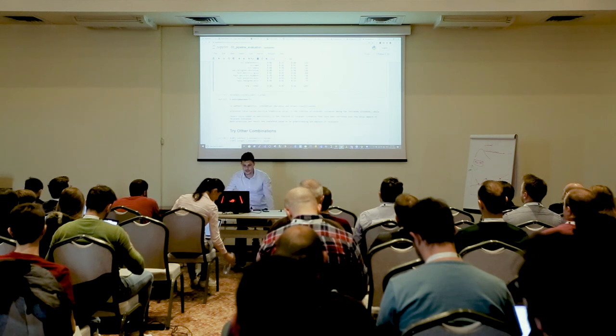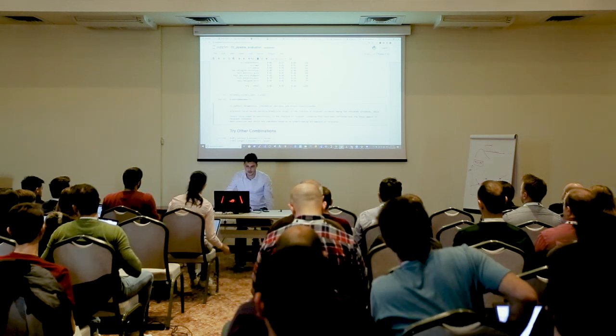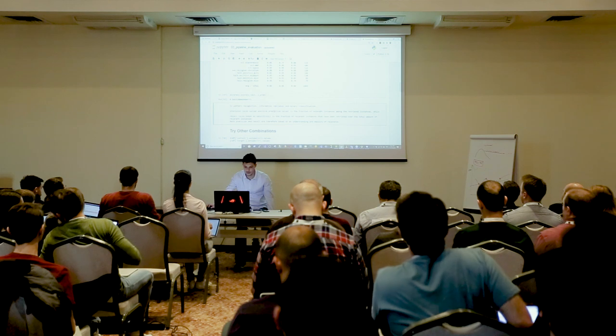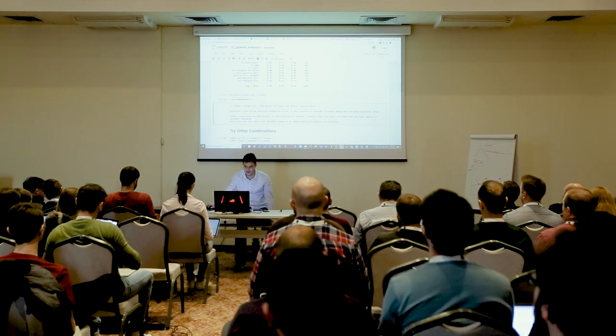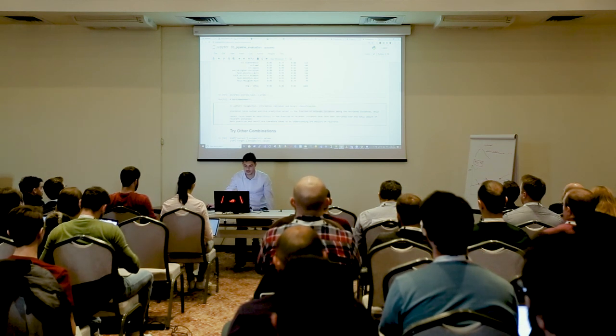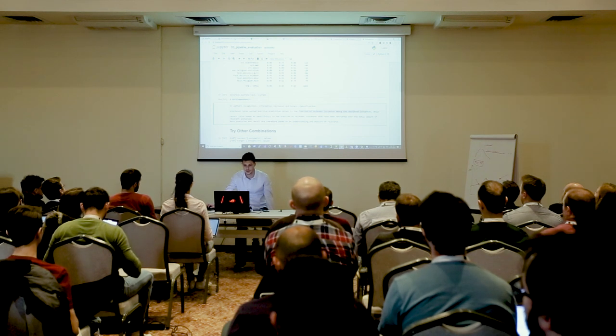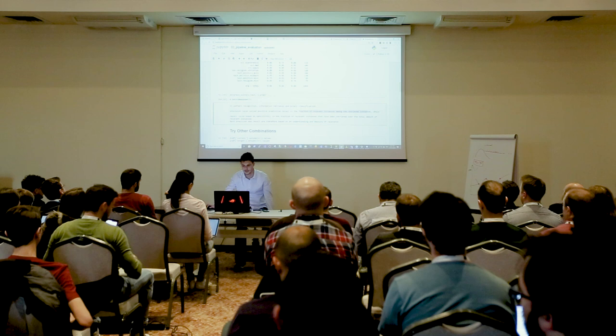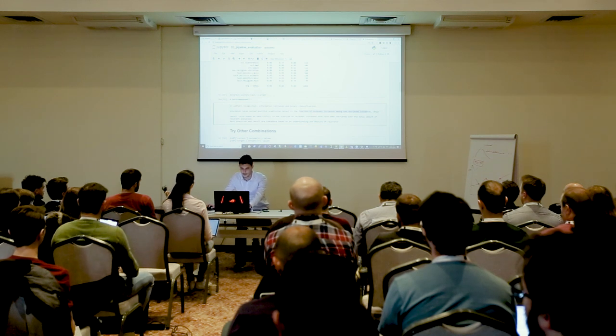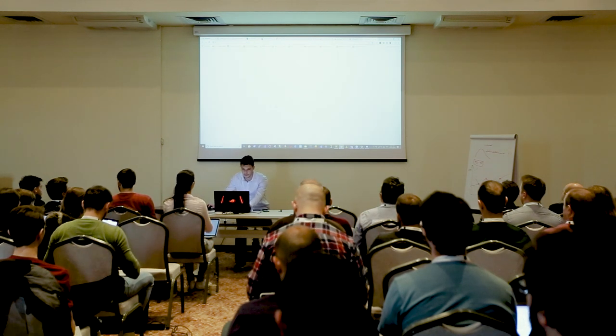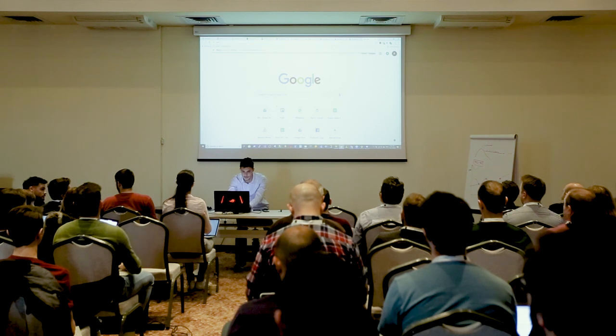So precision is the fraction of relevant instances from the retrieved instances, and recall is the fraction of relevant instances that have been retrieved over the total relevant instances. Let me show you a picture of how this all looks.